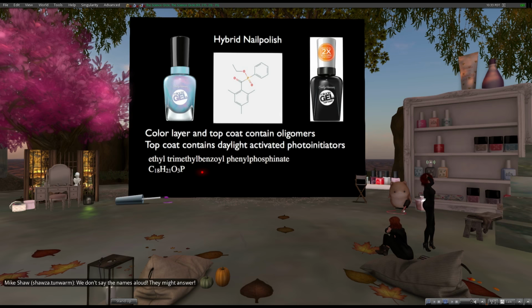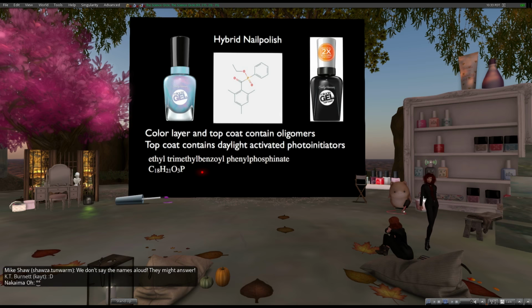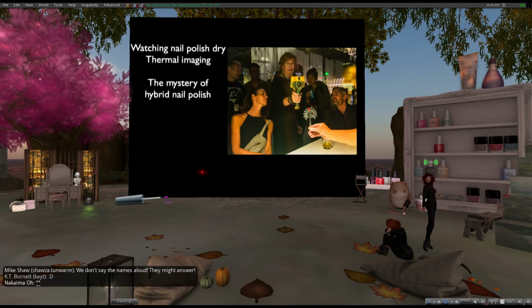So we have to, in fact, you have to go to the nail polish site. Usually the manufacturer sends you to their site in order to find out what all these are made of. And I spent a lot of time for this lecture going to nail polish sites, finding out what they're made of.